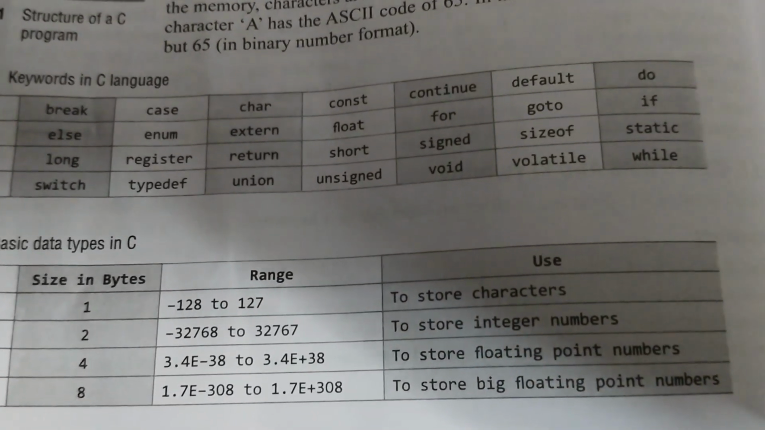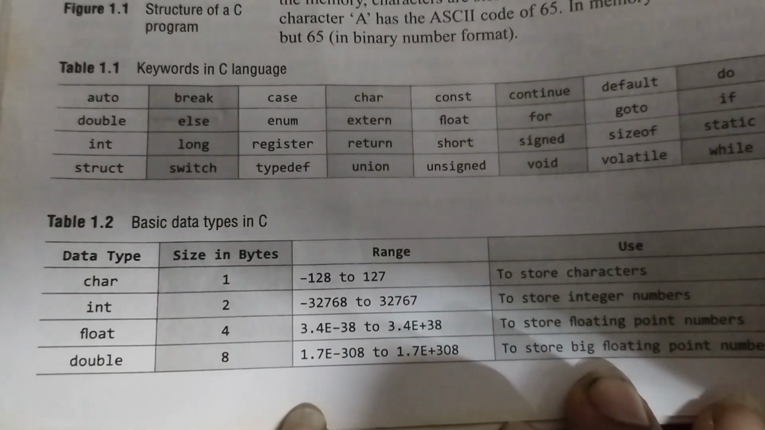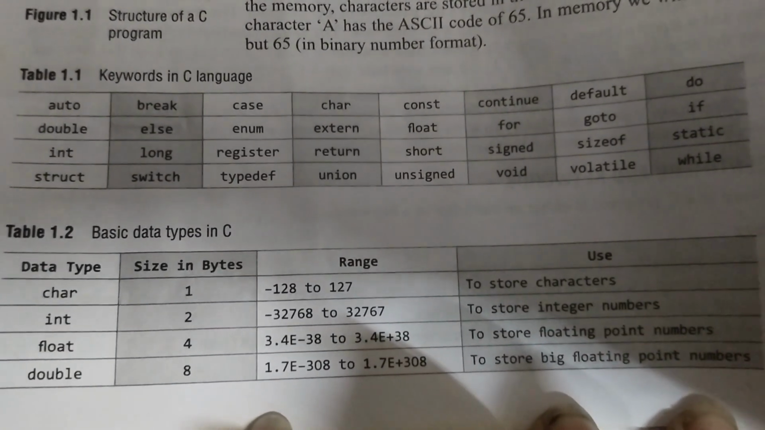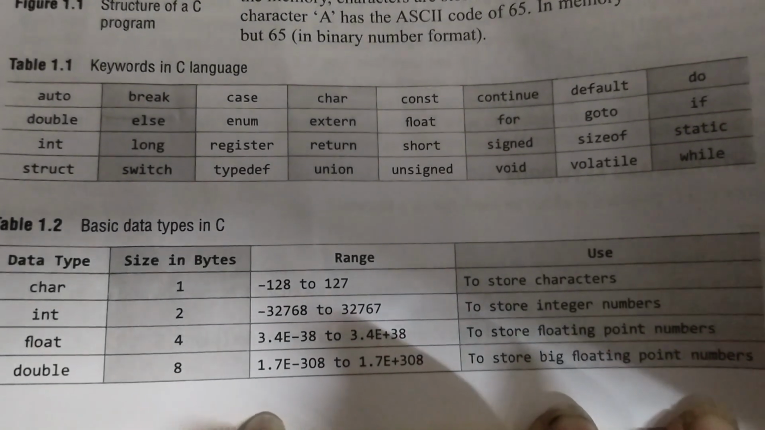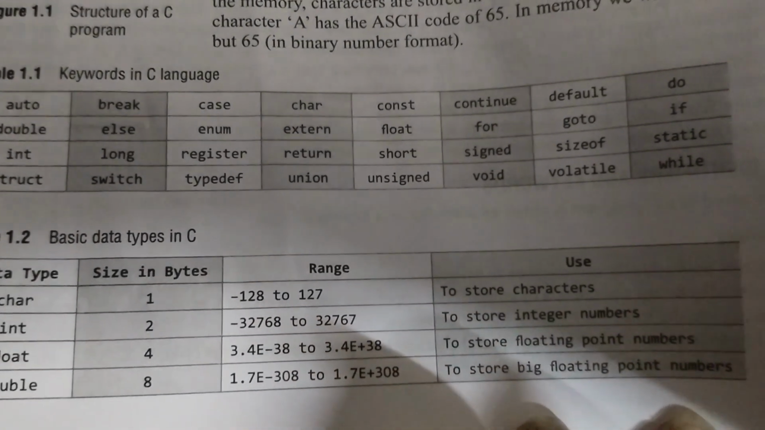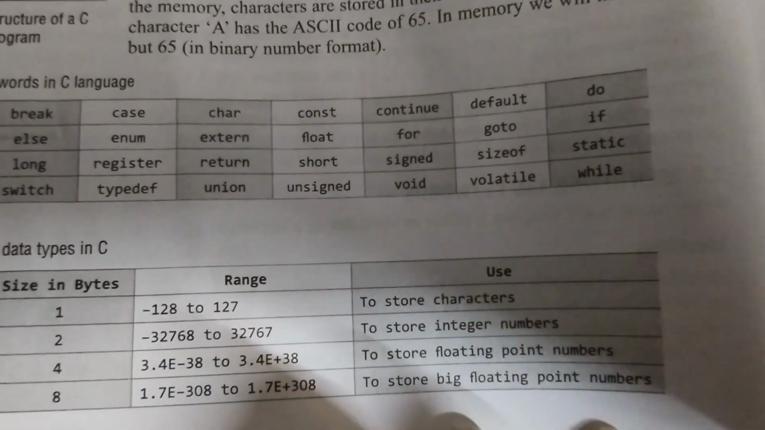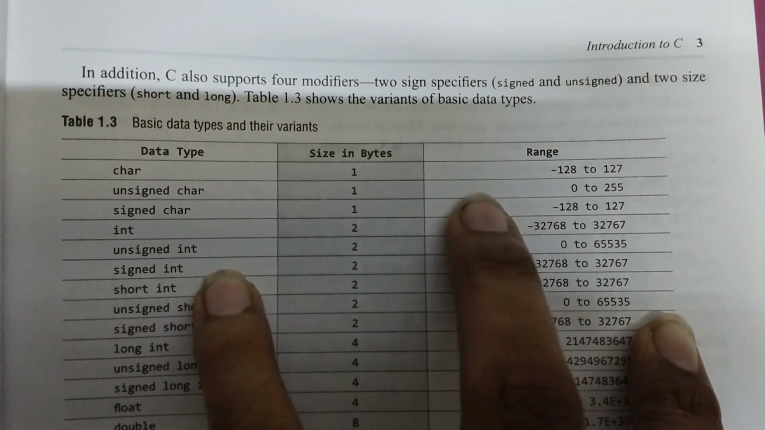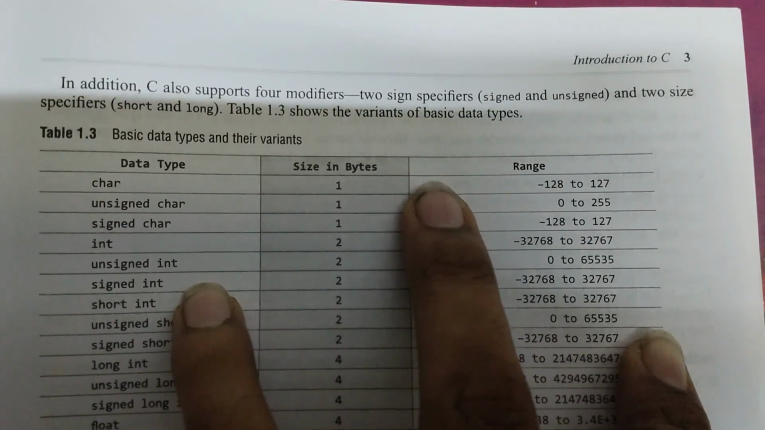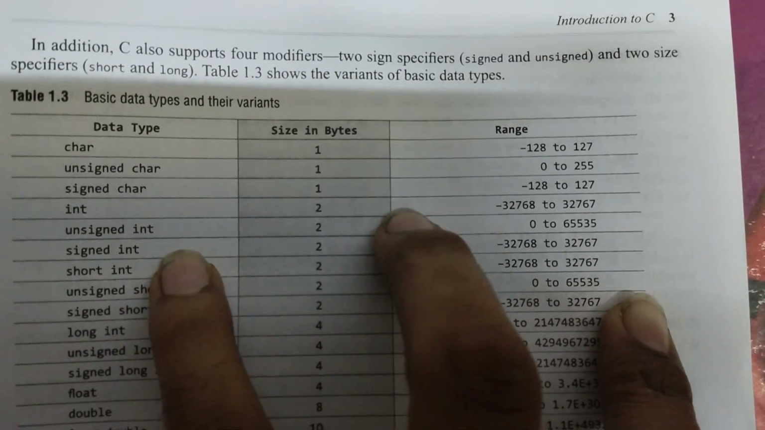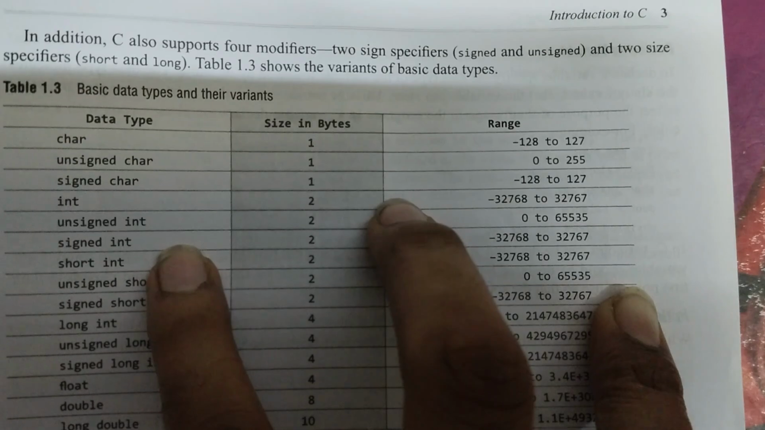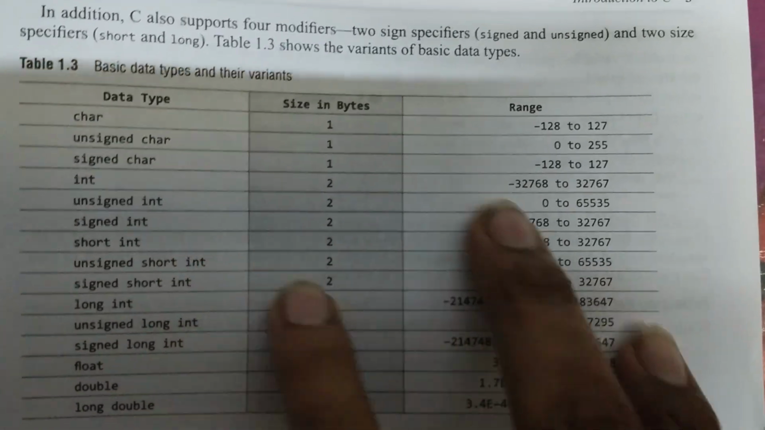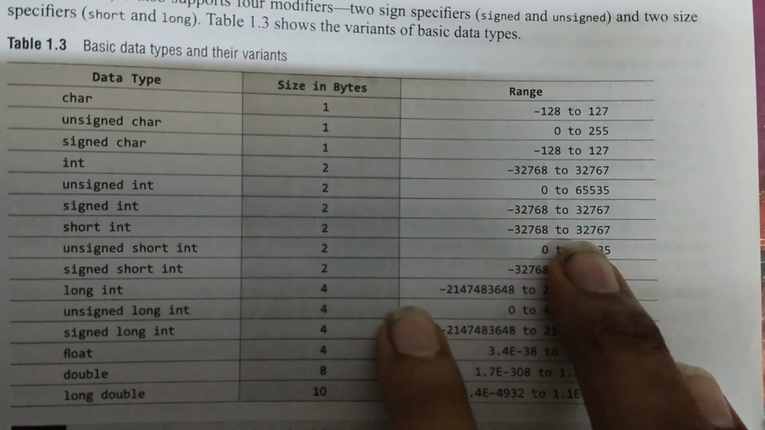Double: size in bytes 8, range 1.7e-308 to 1.7e+308, to store big floating point numbers. In addition, C also supports 4 modifiers: 2 sign specifiers and 2 size specifiers. Table 1.3 shows the variants of basic data types.